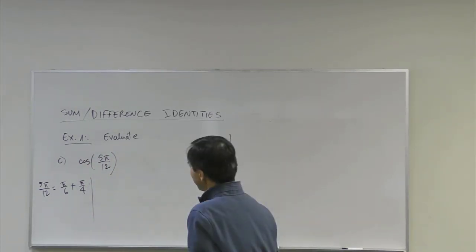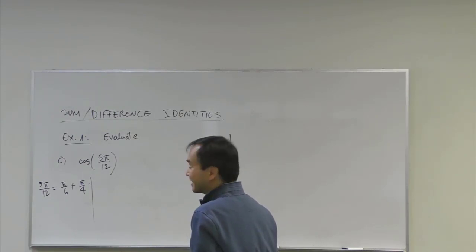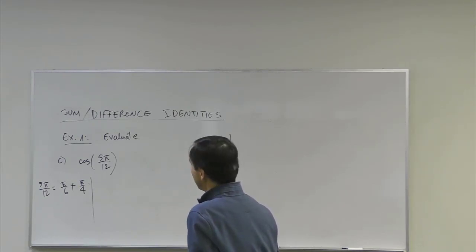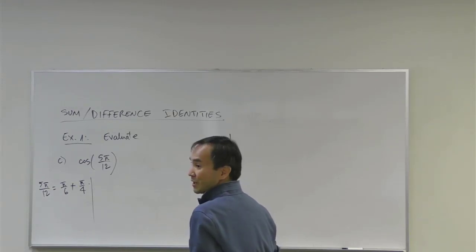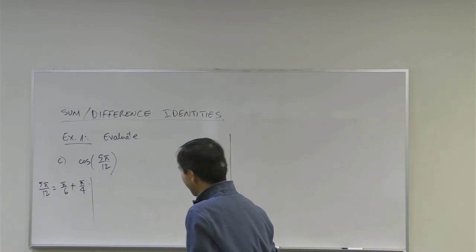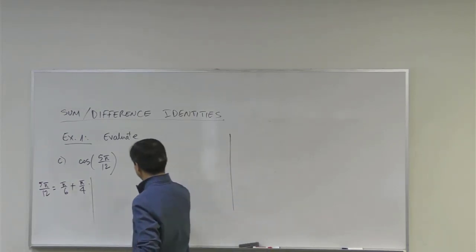If you guys believe that. So pi over 6, after making a common denominator, turns into 2 pi over 12, right? And then pi over 4, after making a common denominator, is going to be 3 pi over 12. And so 2 pi over 12 plus 3 pi over 12 gives us 5 pi over 12, right? That's how we get it. So now that means what?